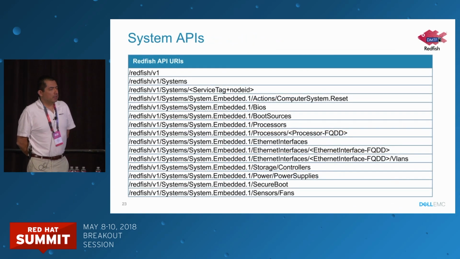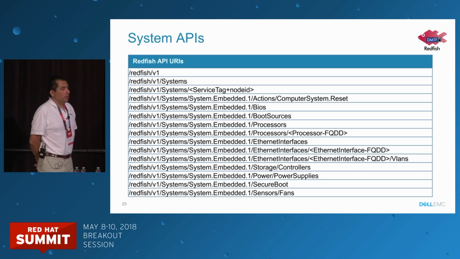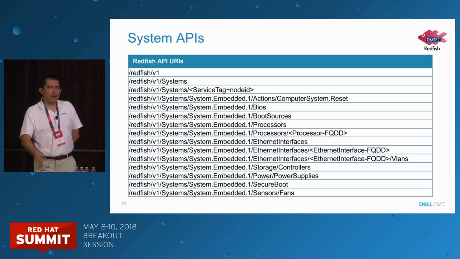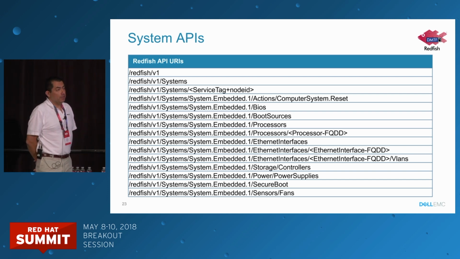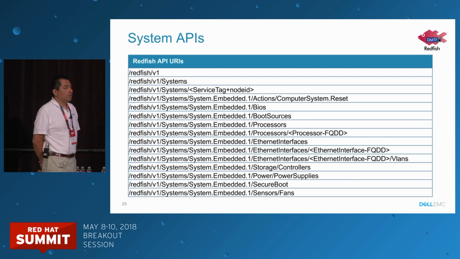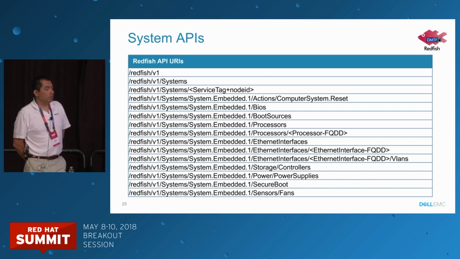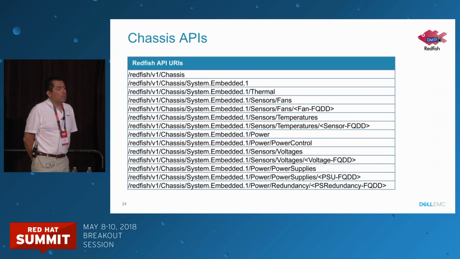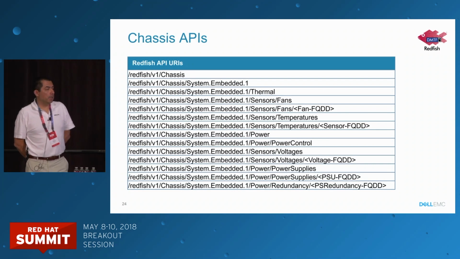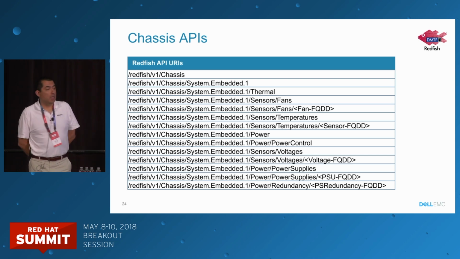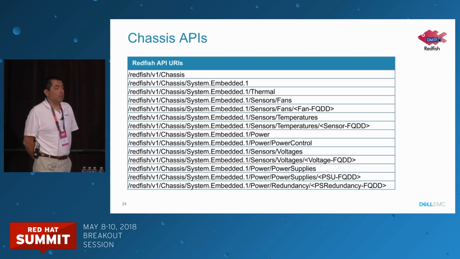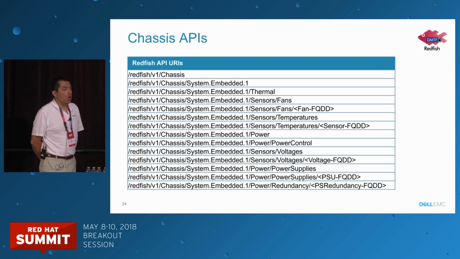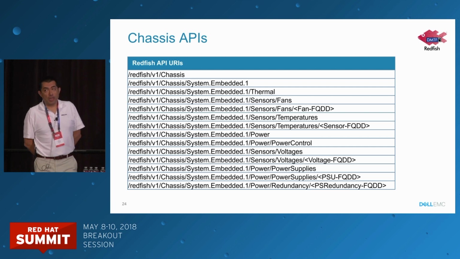This is just a little deeper dive into the first tree entry, where you can dig down into it and get very specific information about different components in your system: the BIOS, processors, your NICs, your network controllers. Same for your chassis. You can get power, you can get temperature, thermal information. Really, this is just a few examples of all the APIs that are available, at least on iDRAC.